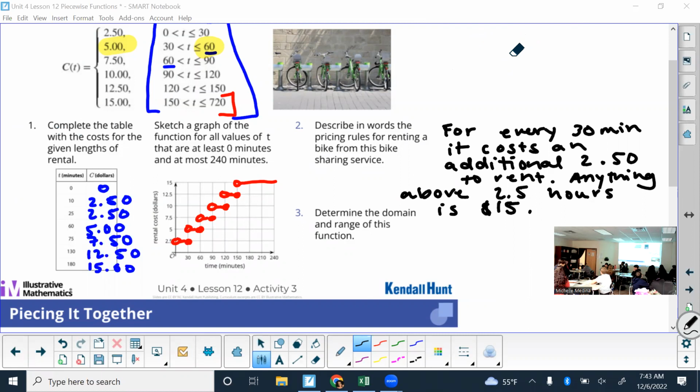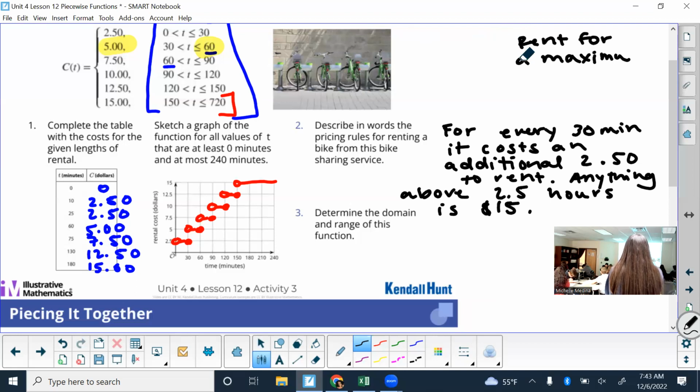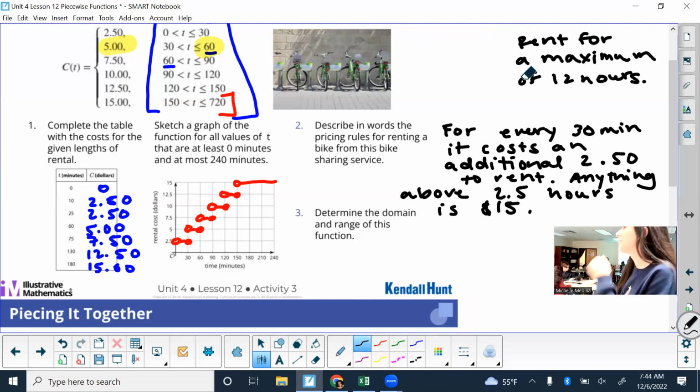You guys know how to figure out how long? 720 divided by 60 is 12 hours. So they can rent it for a maximum of 12 hours. All right, now domain and range. I forget what table I left off on. I think we're on table 2.